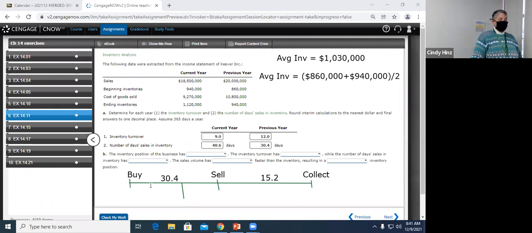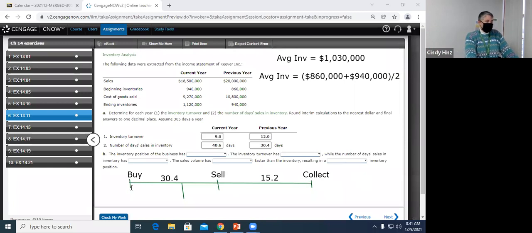So from the time we buy the inventory until we collect from our customers, that calculation is known as the operating cycle. So for this company that I'm making up here, the operating cycle would be 45.6 days. From the time they start the process of buying the inventory from their supplier, selling it to their customer, collecting from their customer, that's called the operating cycle.